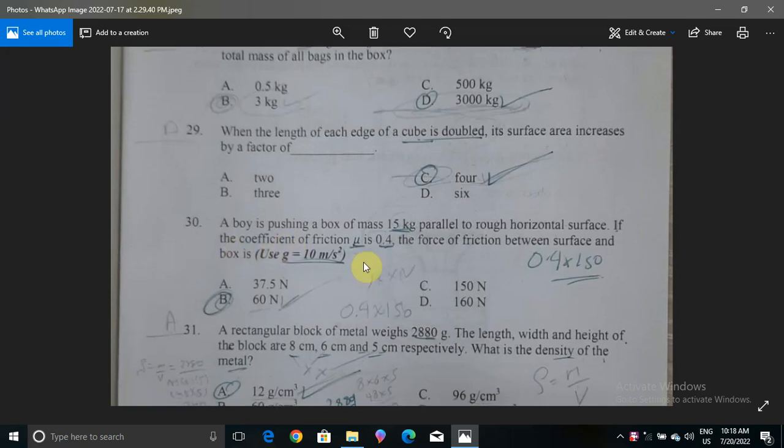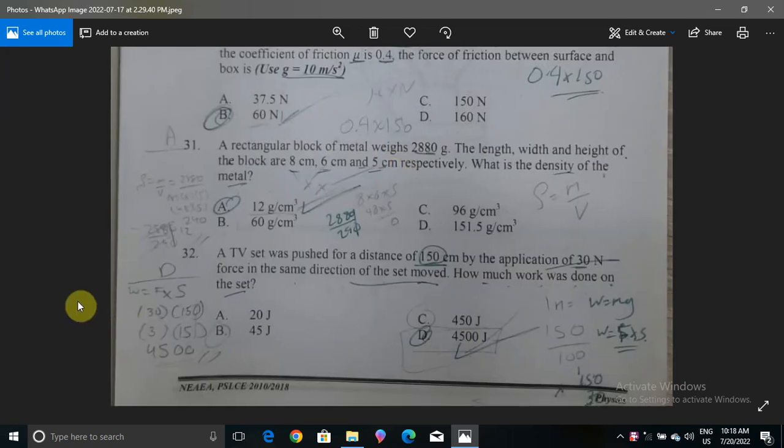Okay, now question number 31. A rectangular block of metal weighs 1880 gram. The length, width and height of the block are 8 centimeter, 6 centimeter and 5 centimeter respectively. What is the density of the metal? First of all, the formula of density is equal to what? Mass over volume, right? So mass over volume, and here the mass is 2880 gram. So it will be 2880 over 240, and you will get 12 gram over centimeter cube.